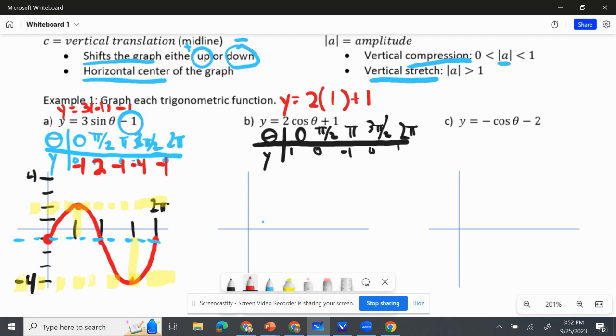So our first one is 1, 2 times 1 is 2, plus 1 is 3. When we plug in a 0, 2 times 0 is 0, plus 1 is 1. Then we're going to plug in a -1. 2 times -1 is -2, plus 1 is -1. And then back to 0. When we plug in a 0, we're going to get the 1 again, and then the 3.